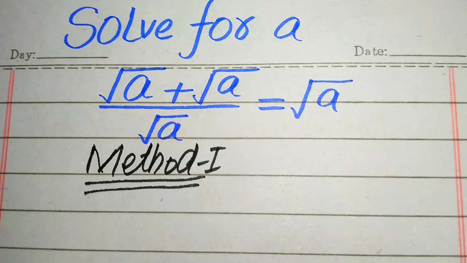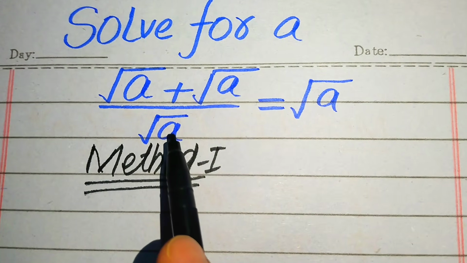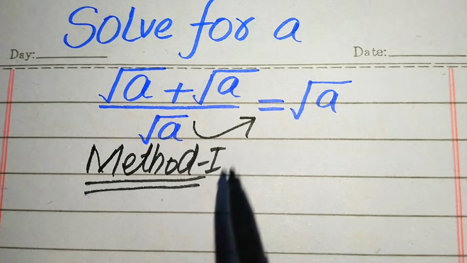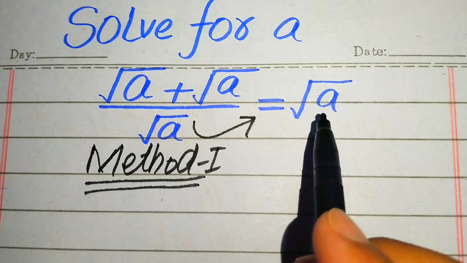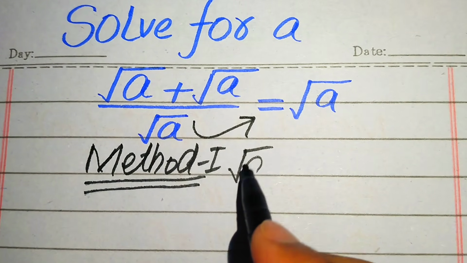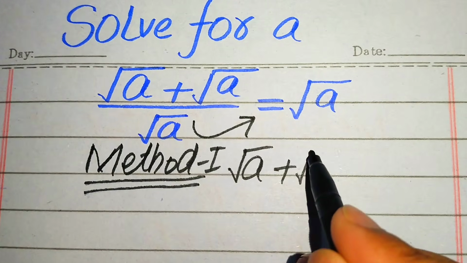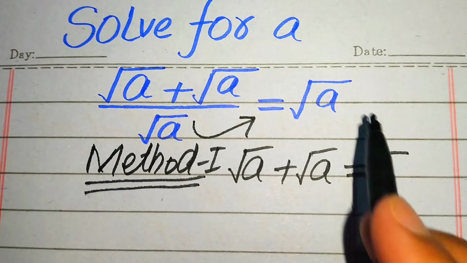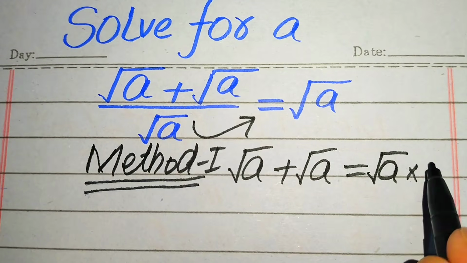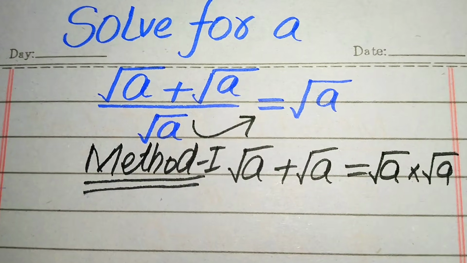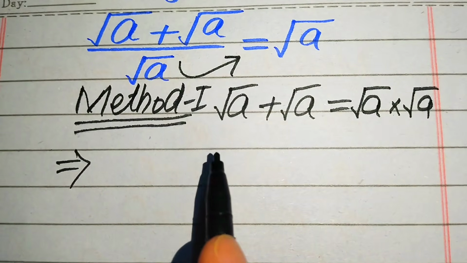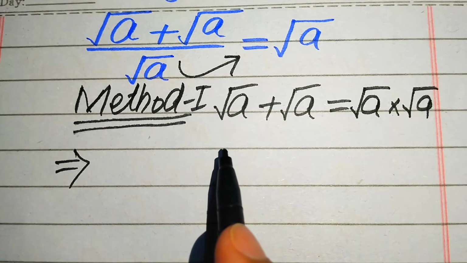In the first method, we need to remove this fraction from here, and for this we move the term square root of a to the right hand side. When we move it to the right hand side, we will get square root of a plus square root of a is equal to, here when we move it to the right hand side, it is multiplied by this square root of a. And further, in the next step, in the left hand side, you see here we have square root of a plus square root of a.